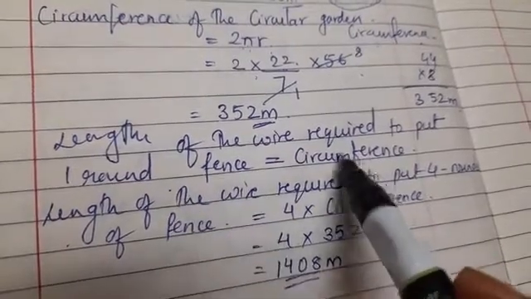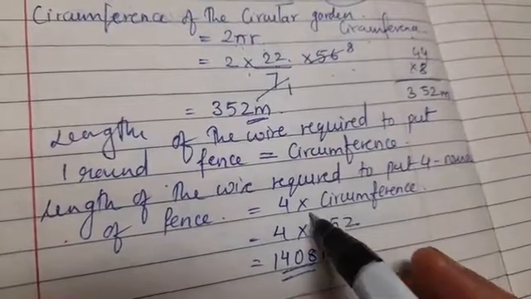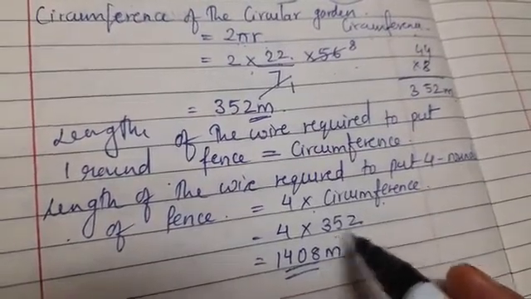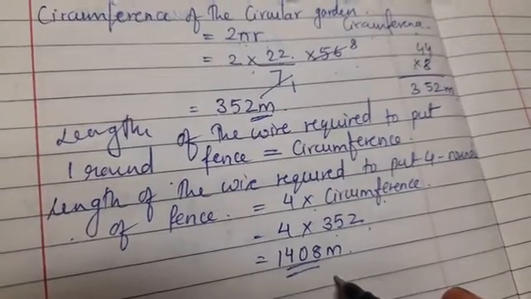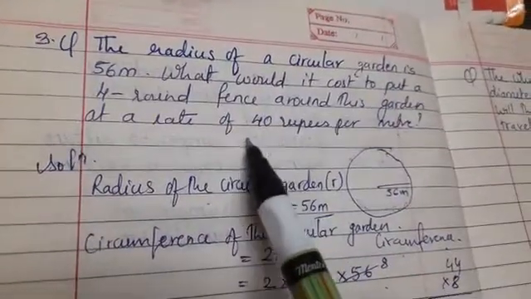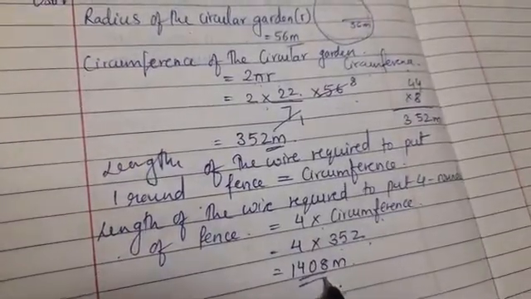So one round of fence is the circumference. The length of the wire required for 4 rounds is 4 rounds multiplied by the circumference, which is 4 into 352, that is 1408 meters. Now we need to know the cost. It is 40 rupees per meter. So how much will be the cost for 1408 meters?